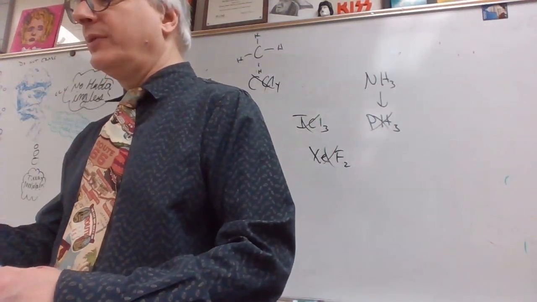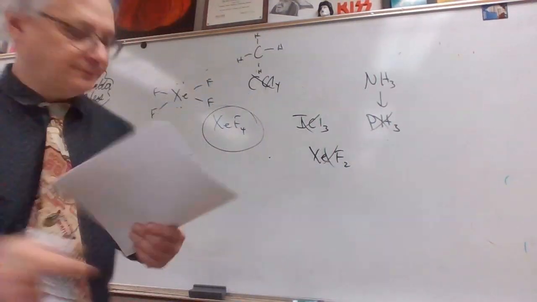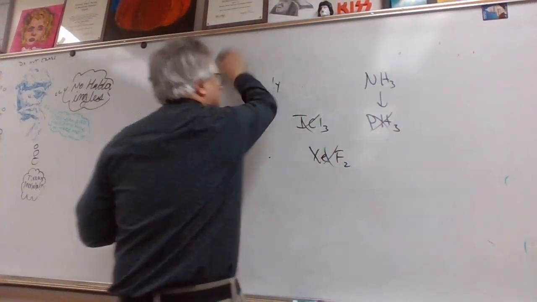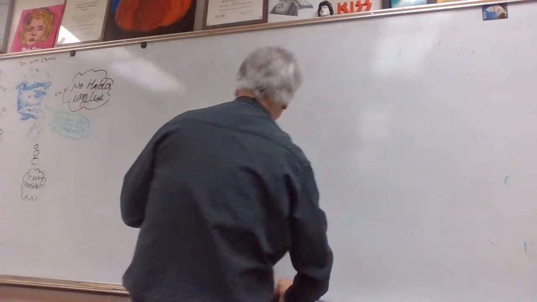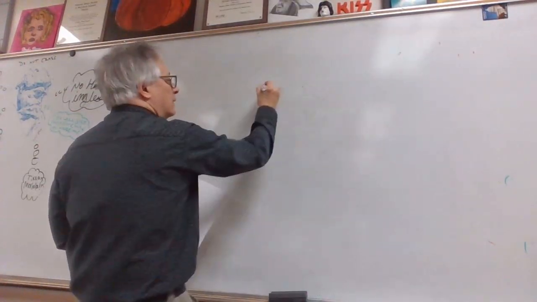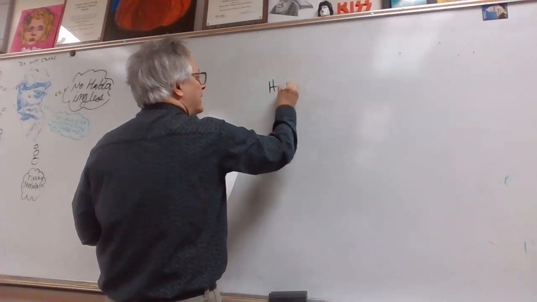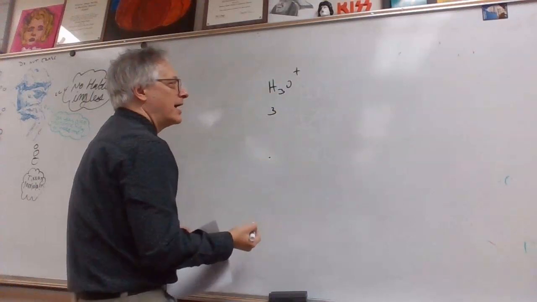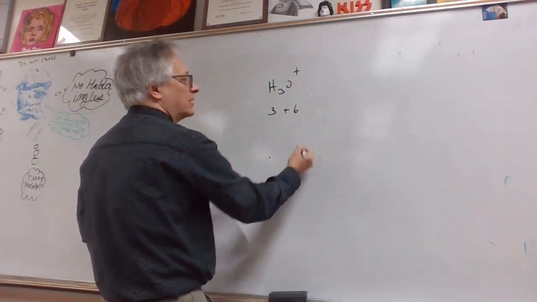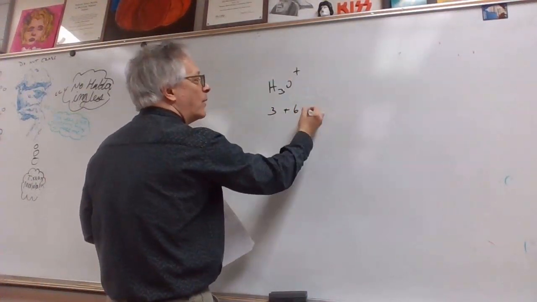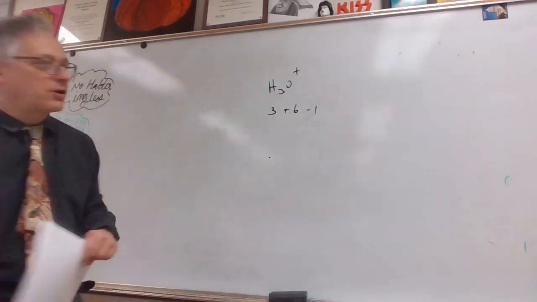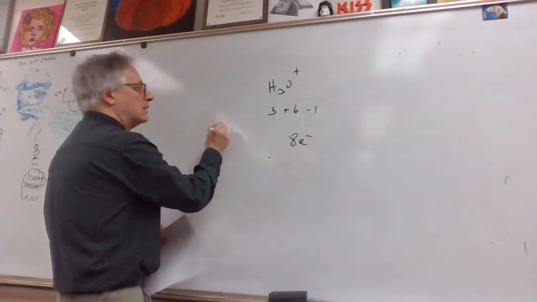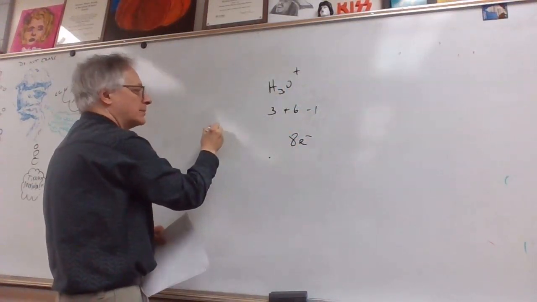The molecular geometry of the hydronium ion. Well, let's see what we got here. We've got H3O with plus charge on it. So I've got 3 electrons from the hydrogen. I've got 6 electrons from the oxygen, but I'm going to take away 1 electron because it has a positive charge. So I've got 8 electrons to spread out over this molecule, or this polyatomic ion.